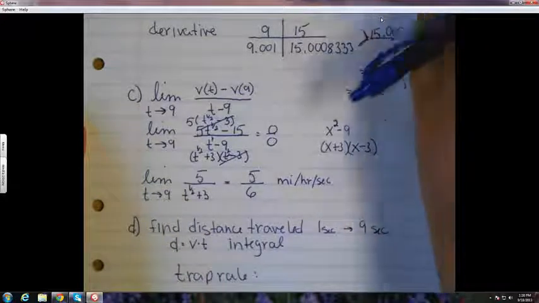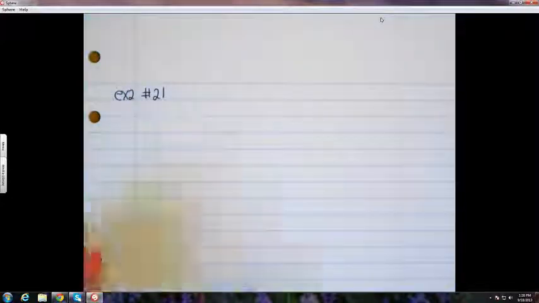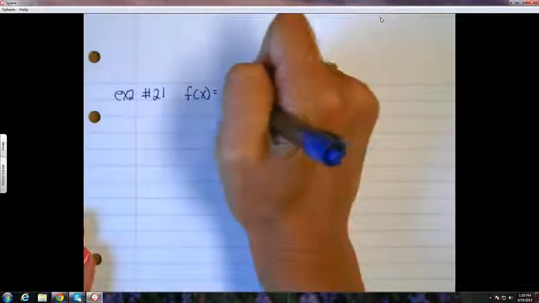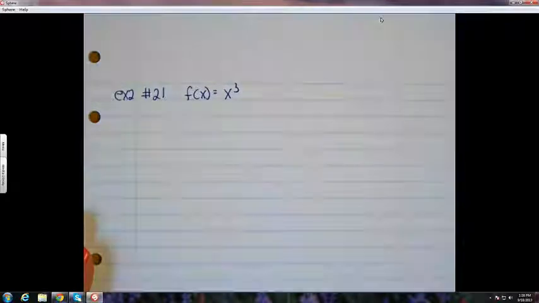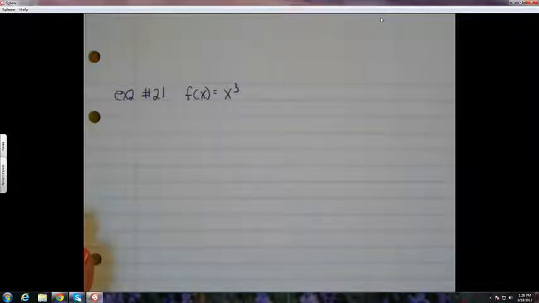Right. Next example is number 21 from your book. Number 21, same page. They're giving us a function, x cubed. It says find approximately the derivative at 2 by dividing the change in f of x from 2 to 2.1.